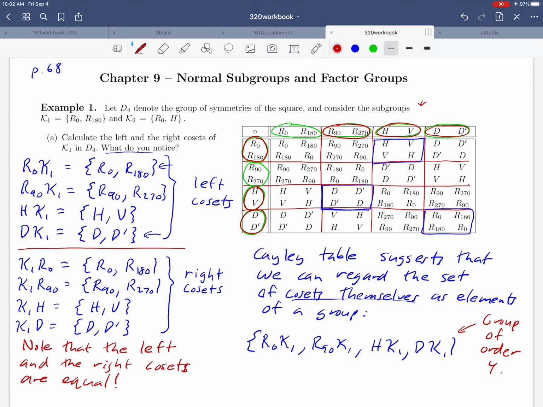And this group that we're talking about has a special name. It's called a factor group, because the elements in it are actually cosets. And that's really the topic that we'll be exploring in detail as we work our way through this chapter.